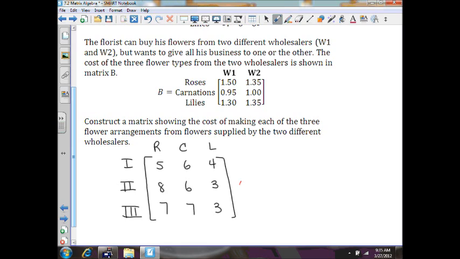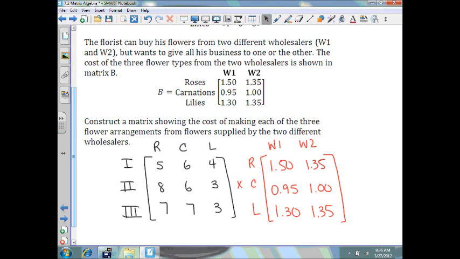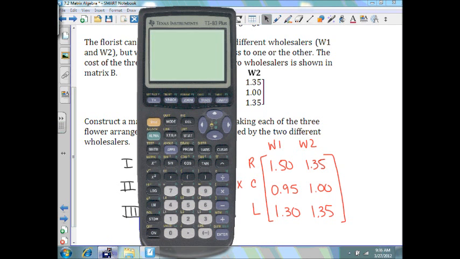We're going to multiply this by roses, carnations, lilies, wholesaler 1, and wholesaler 2, $1.50, $1.35, 95 cents, $1, $1.30, and $1.35. The reason we're doing this, in each arrangement, we need the roses to match up with the roses, carnations, carnations, lilies, and lilies. Now, yes, we can put these into our calculator.